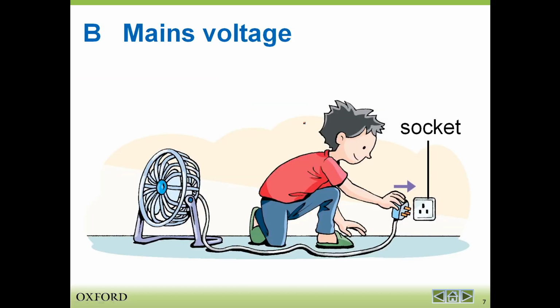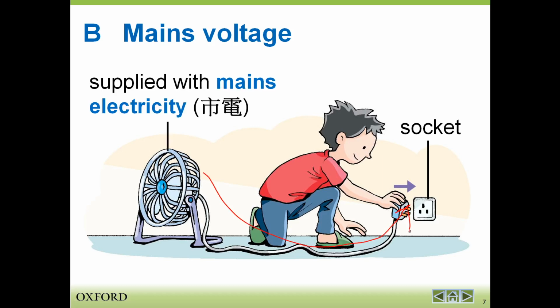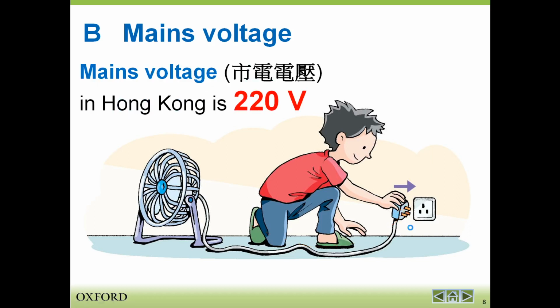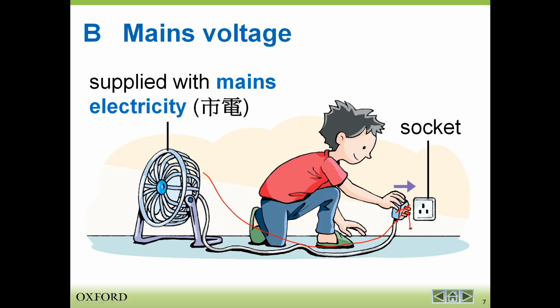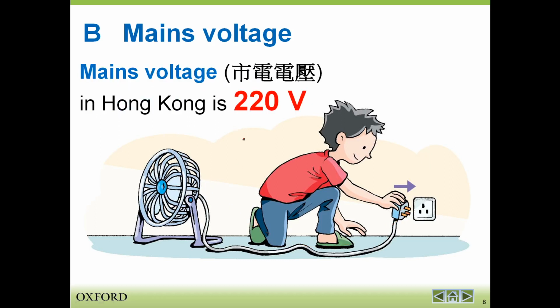The second part is we want to connect the electrical appliances to our main socket. Then how can it connect to our socket? First of all, I think you all know that our mains voltage is 220 volts. Let me give you an example. For Japan, it is 110. Different countries have different mains voltage.